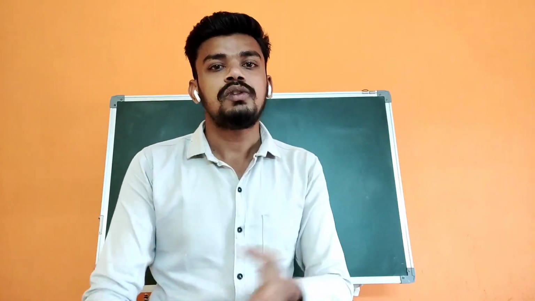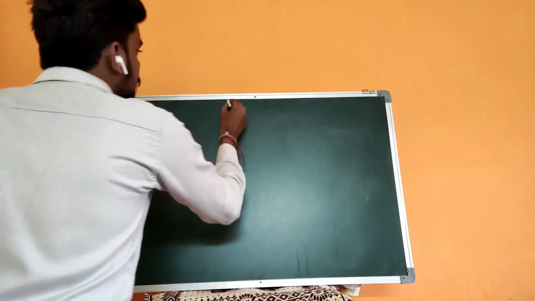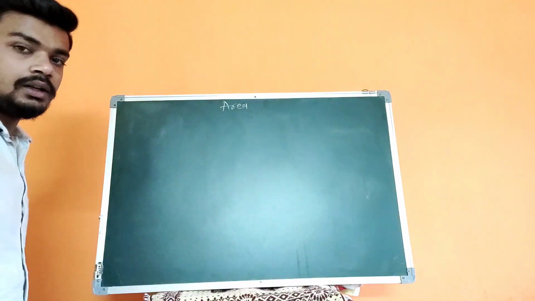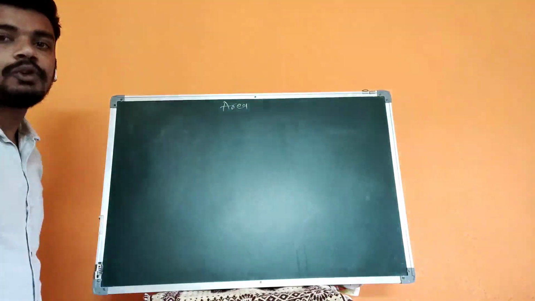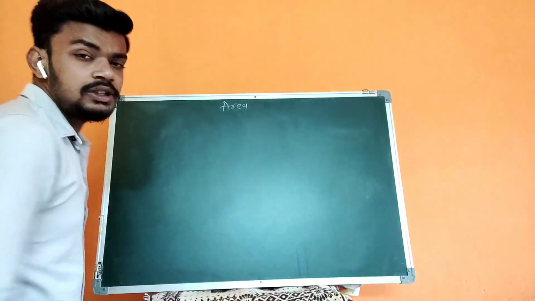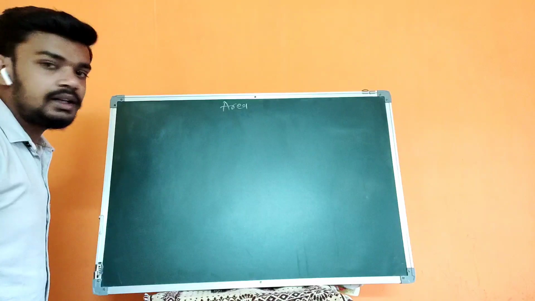Okay, now as I said, this is the next topic: to find the space inside any figure, inside any closed figure. That is our next topic, which is area. So what is the area? What we find is the total space occupied by the eraser, right?